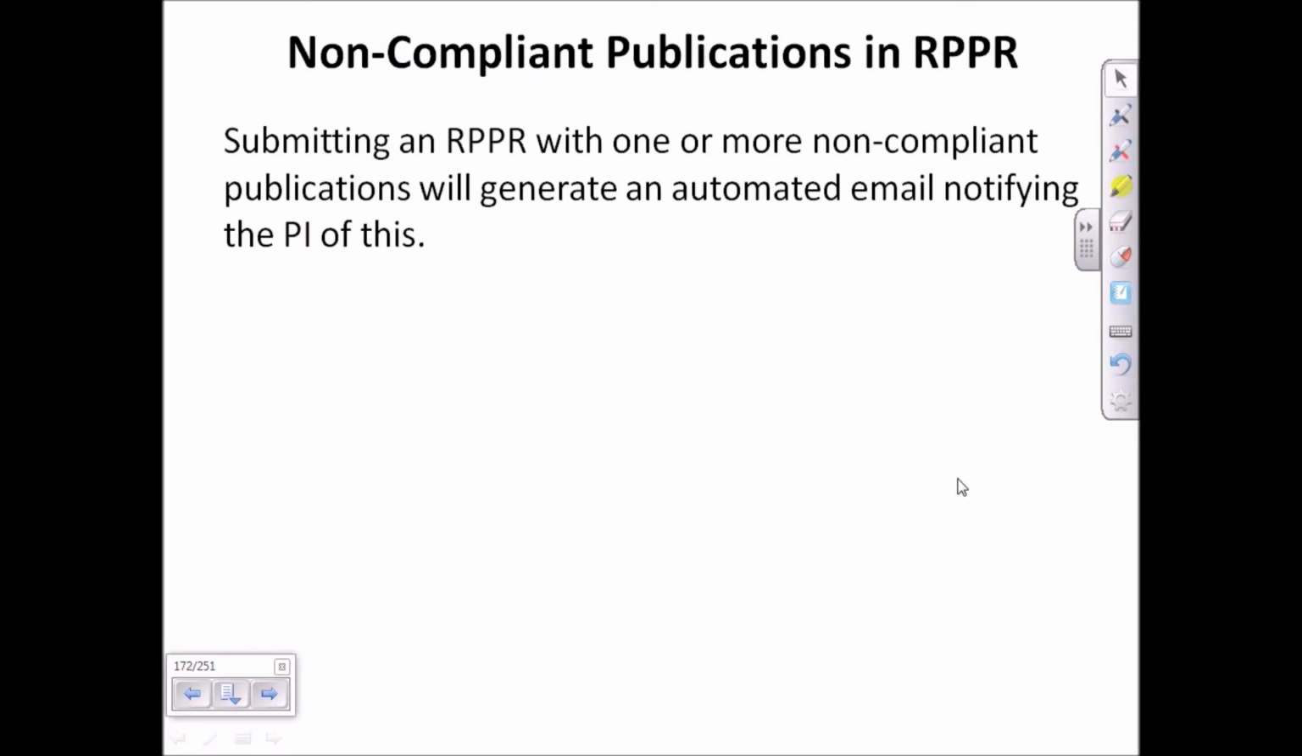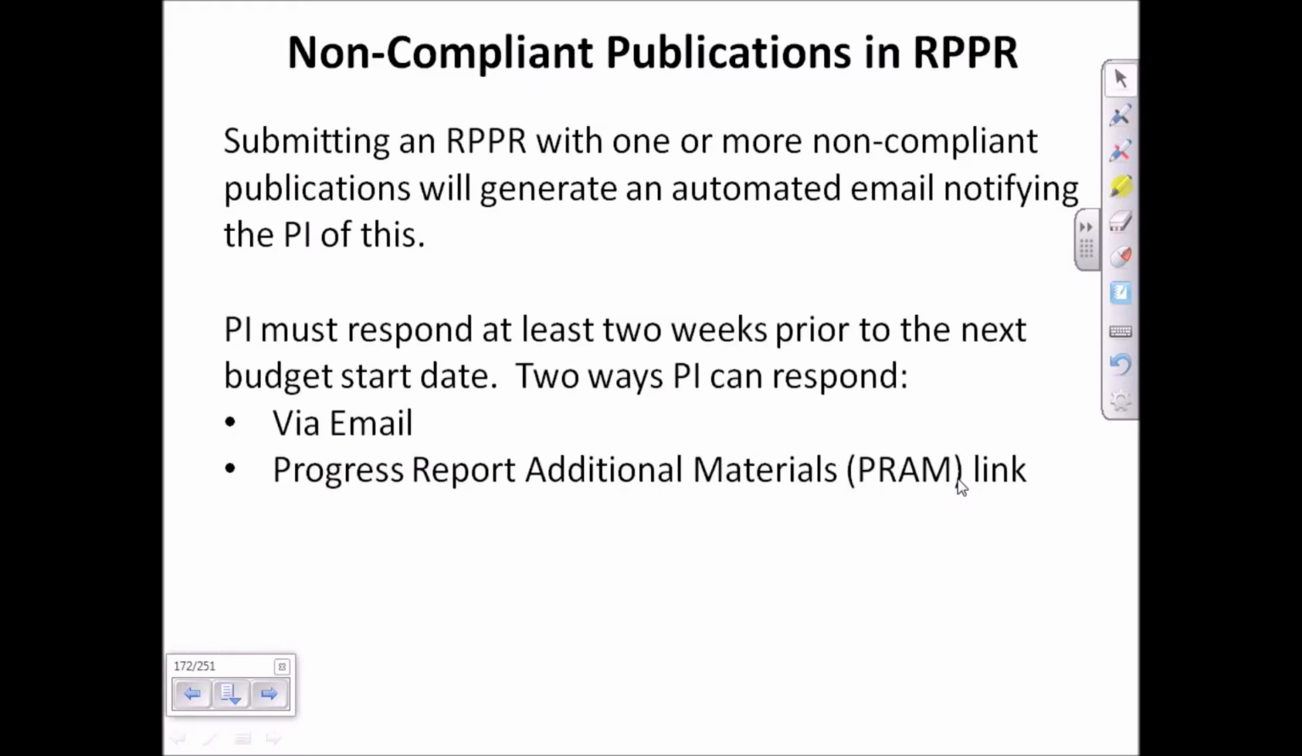Non-compliant publications in the RPPR method, we're talking about the electronic progress report. Submitting an RPPR with one or more non-compliant publications will generate an automated email notifying the PI that there are non-compliant papers. The PI must then respond at least 2 weeks prior to the next budget start date. And the PI can respond in one of 2 ways, either via email, responding to that email, or through the Progress Report Additional Materials link, the PRAM.